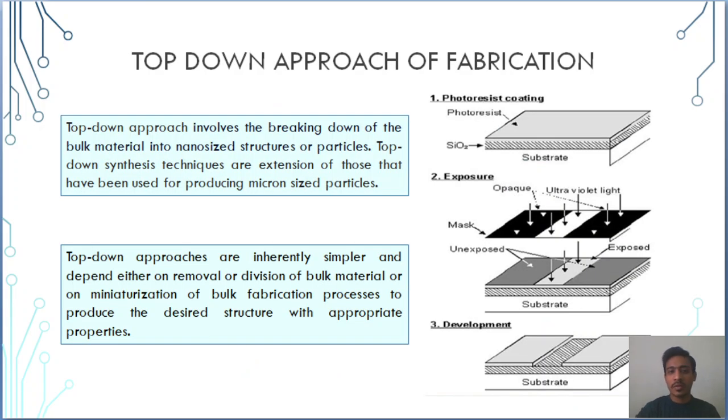So the top-down approach involves the breaking down of bulk material into small nano-sized structures. The top-down synthesis techniques are an extension of those that have been used for producing micron-sized particles. First we take a photoresist coating done on the substrate, then it is exposed to UV light, and the substrate is cut into several smaller pieces.